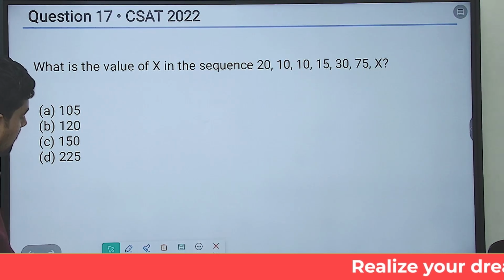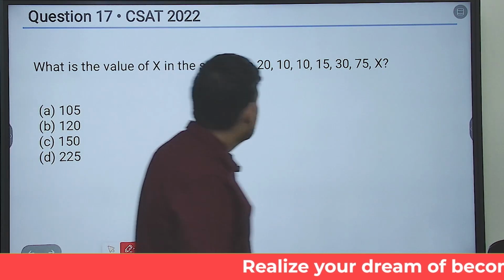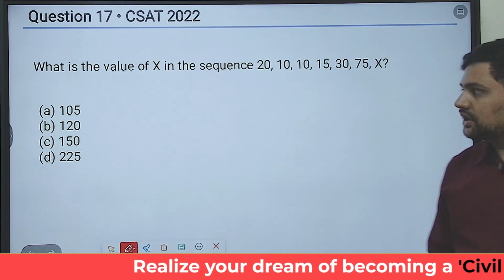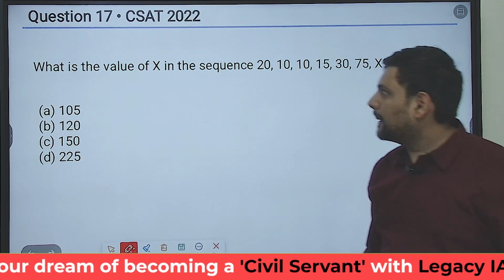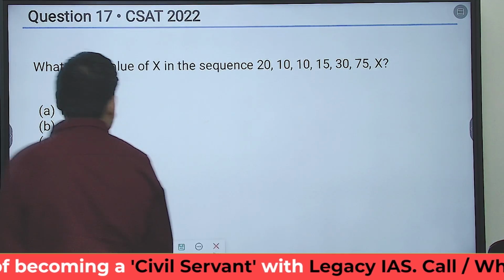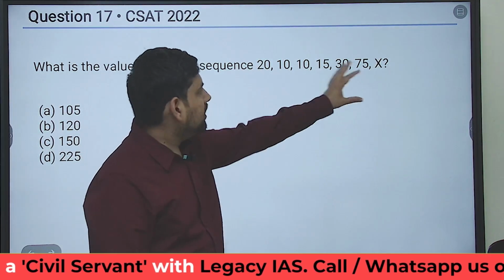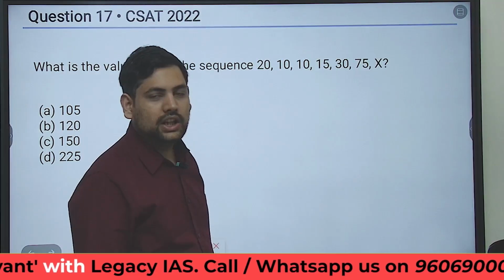Now let's see this question. You can pause and try. This is 20, 10, 10, 15, 30, 75, x. Now see, what is this: 20, 10, 10, 15, 30, 75, x?